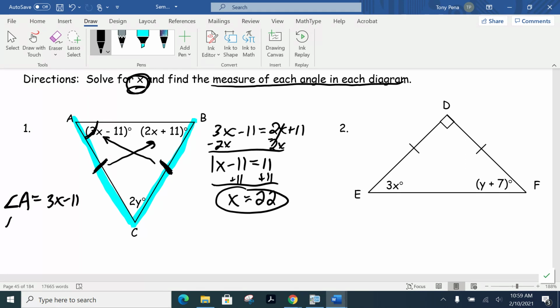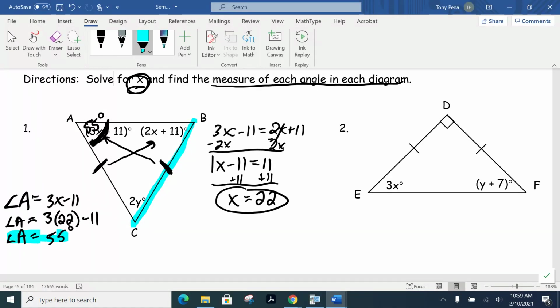And we now know that to solve for A, the x value is 22. So you're going to do 3 times 22, and then minus 11. So this is 66 minus 11. That should be 55 degrees. So we come up here. We now know that this angle right here is 55 degrees. So that's one of our answers.